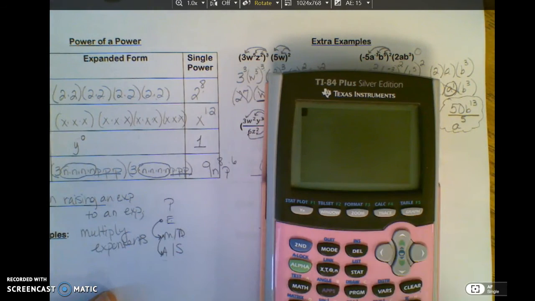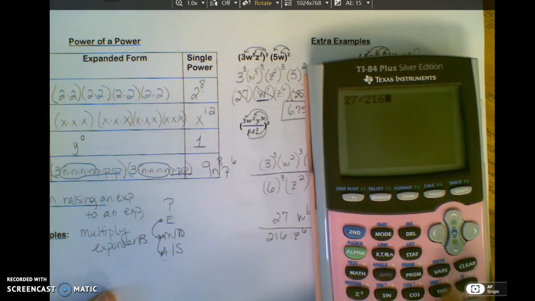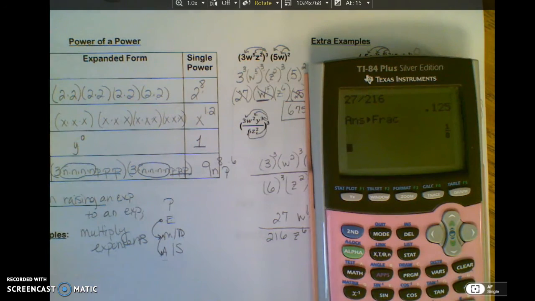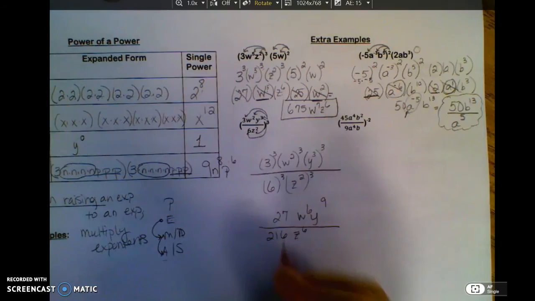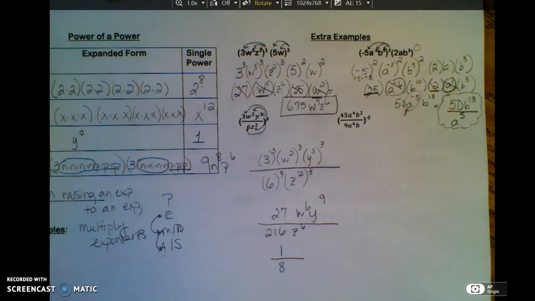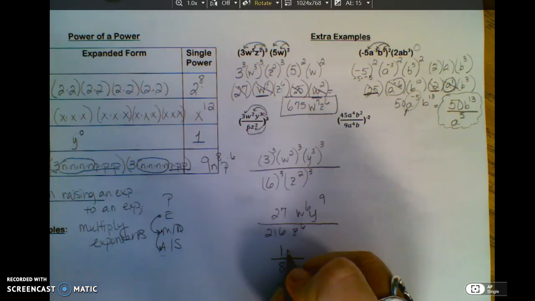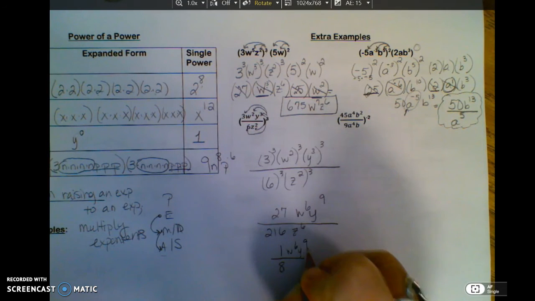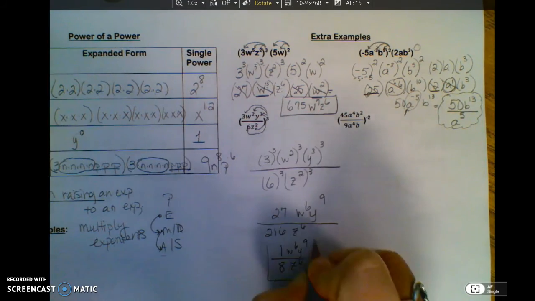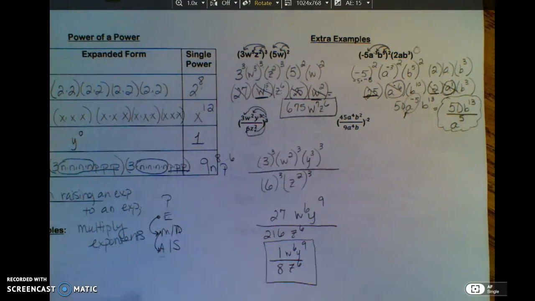Now, 27 divided by 216, because that's what that fraction says. You are not allowed to give decimals, so we're going to make it a fraction. And the fraction is 1/8. So I have 1/8 when I reduce. W, y, and z, they are not same bases, so they will stay just as they are. Nobody was negative, so you can write the 1 or not write the 1, it's up to you. But you have to know that that reduces to 1/8.